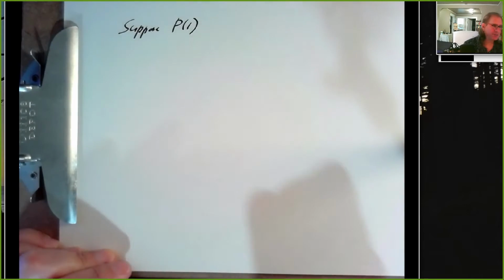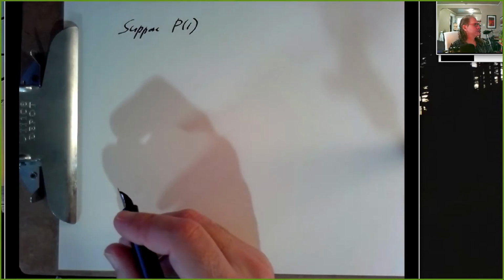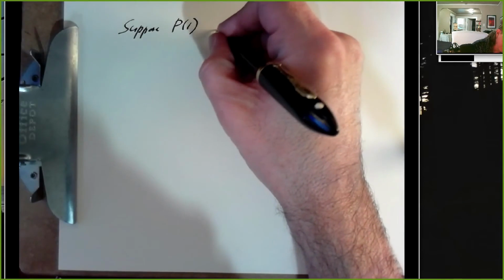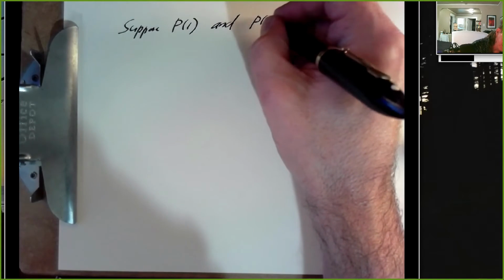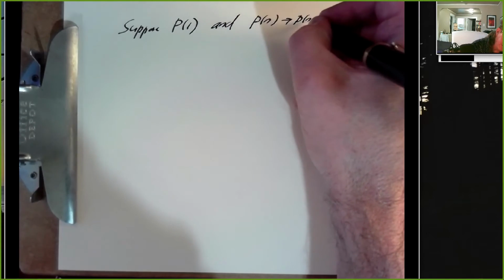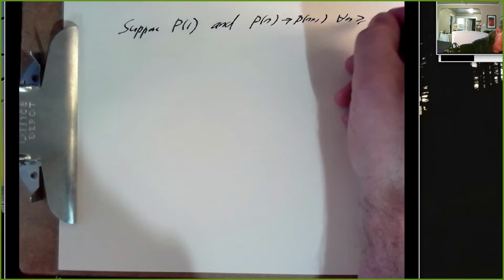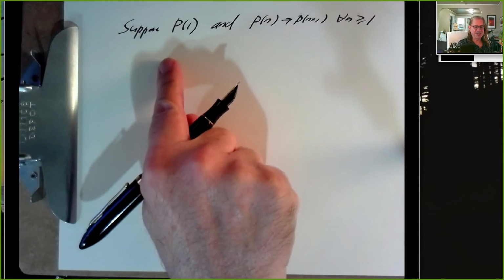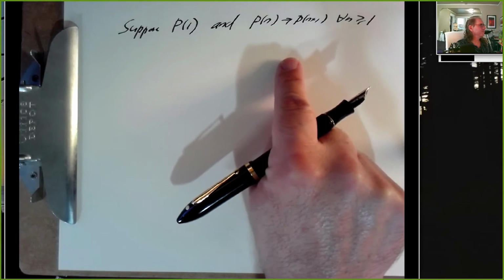Suppose P of 1 is true, and in this course or any logic course, if I say suppose Q, where Q is a proposition, that really means suppose Q is true, okay? This is like in programming, if we have Boolean variables, if we say if X, we really mean if X is true. So suppose P of 1 is true, and suppose P of n implies P of n plus 1 for all n bigger than or equal to 1. So suppose we have a base case and we have an inductive step.